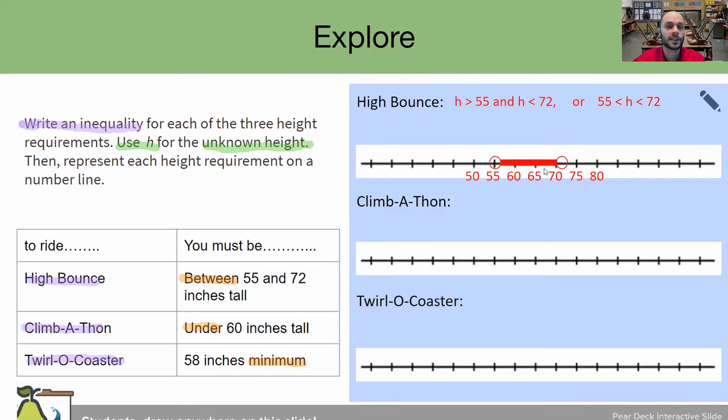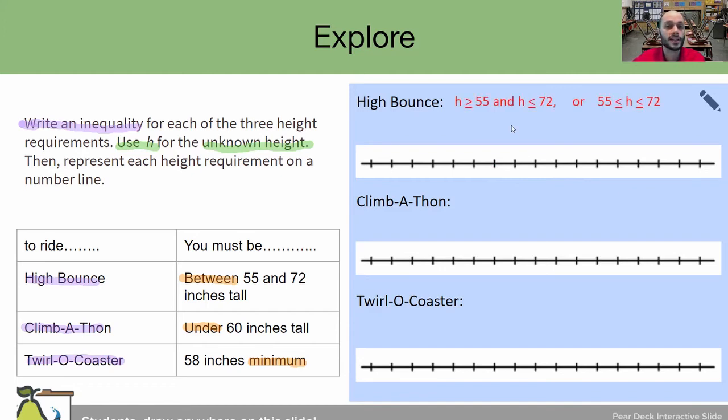Everything that is colored in is a potential solution to this inequality, which are all the numbers that are between 55 and 72. Now remember, I said this question is ambiguous and they don't actually tell you whether you can include 55 and 72. So if you decided to change this graph and include those endpoints, what would your inequality look like? Please pause the video and let me know.